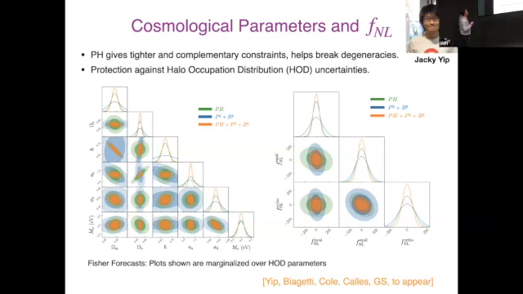And finally, we find that the statistics derived from persistent homology are stable against HOD uncertainty, halo occupation distribution uncertainty. And this is, again, explainable because of the topological nature of the observables. Things are not too sensitive to these uncertainties that we have.